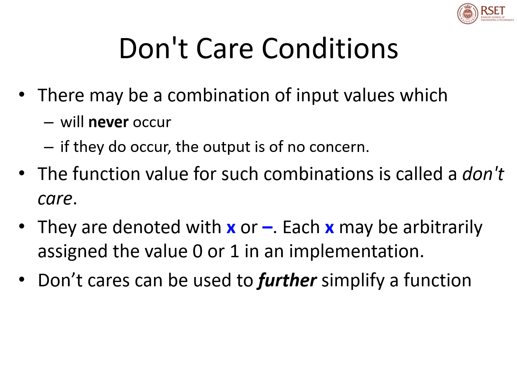So, as we have seen, these don't cares are those combinations of input values which will never occur, or if they do occur, the output is of no concern for us. The function values for such combinations are called don't cares. So, they are denoted with X. In our example, we have denoted that with X. As we have seen, they can be used for further simplification.